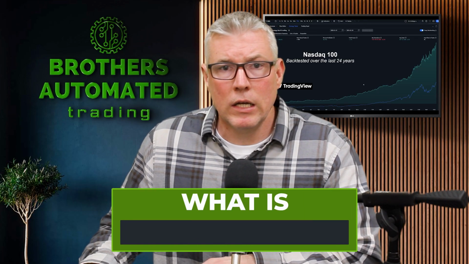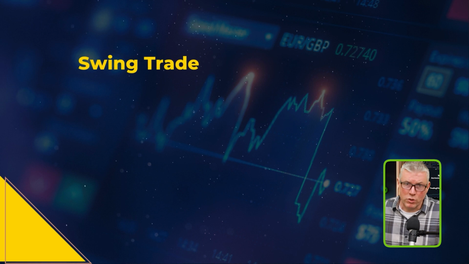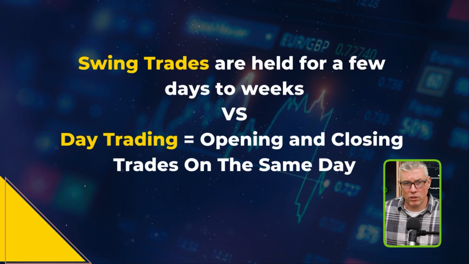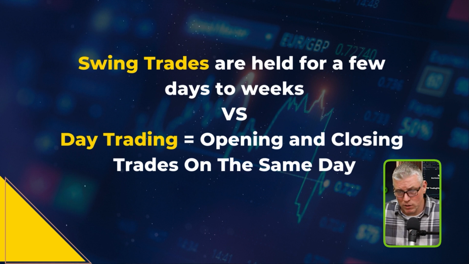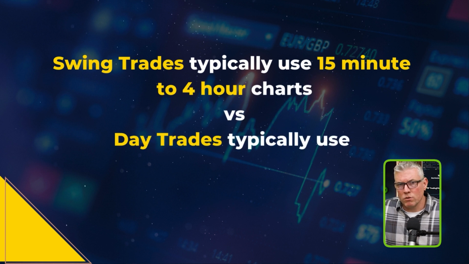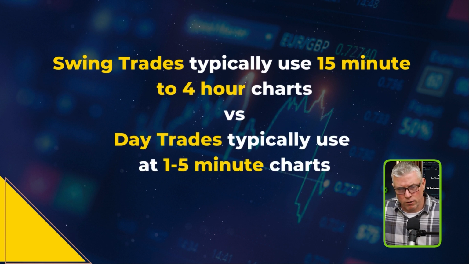Now, so what is swing trading? Swing trades are held for a few days to weeks versus day trading. A day trader is someone who opens and closes trades on the same day. Sometimes there's hundreds of trades a day trader can do, sometimes it's a few trades per day. Now, swing trades typically use a 15-minute to 4-hour chart. A day trader typically uses a 1-minute to a 5-minute chart.